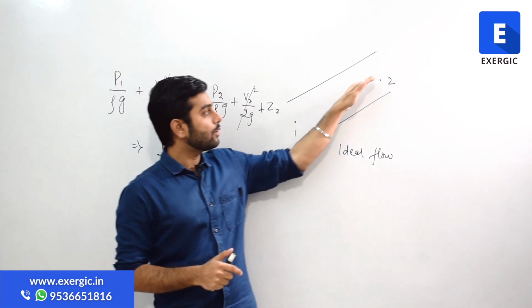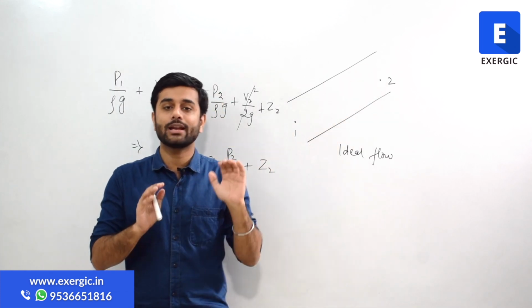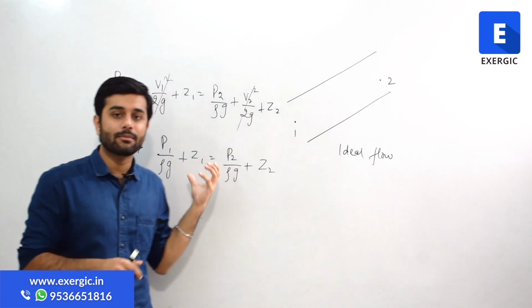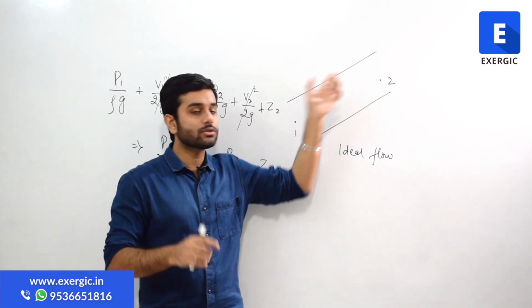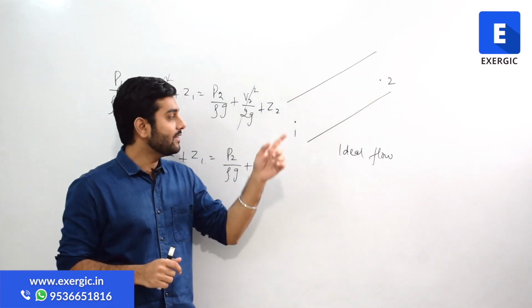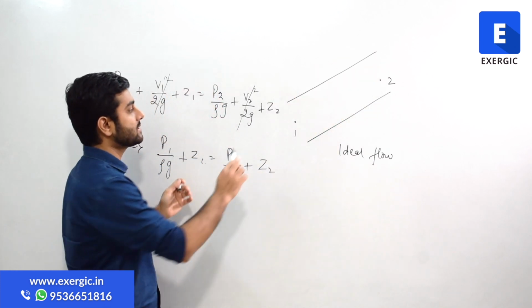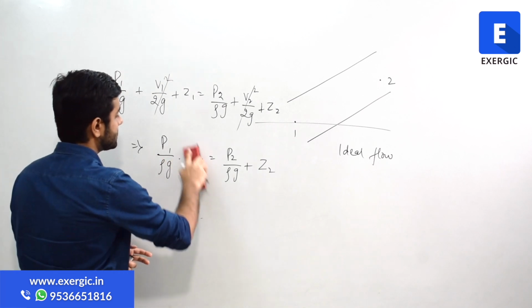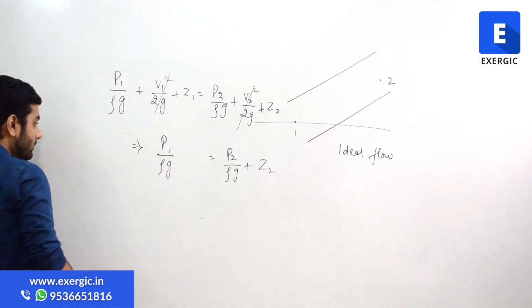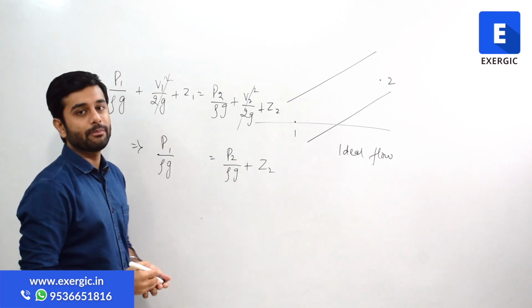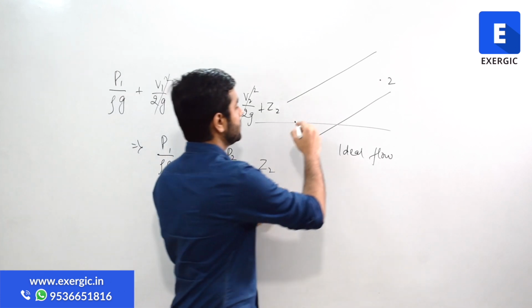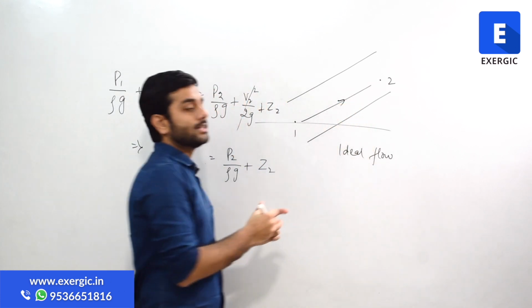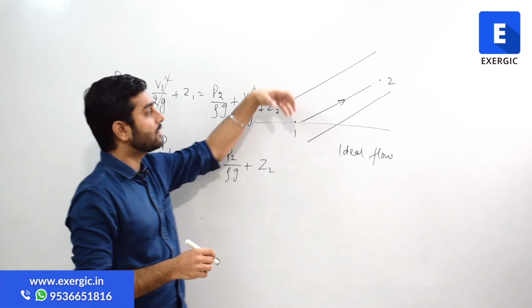Flow is happening from 1 to 2. Total energy at 1 is pressure plus datum. Total energy at 2 is also pressure plus datum. When we move from 1 to 2, suppose this is the datum, so this part Z1 will be 0. So this is the equation for this case. Obviously P1 will be more than P2. So when the flow occurs from 1 to 2, the pressure head of 1 is converting to datum head.